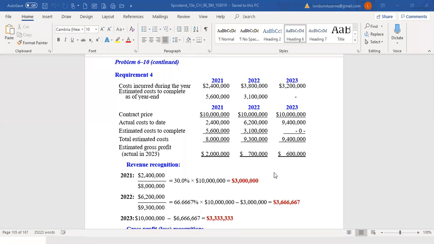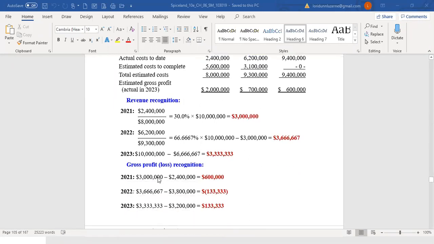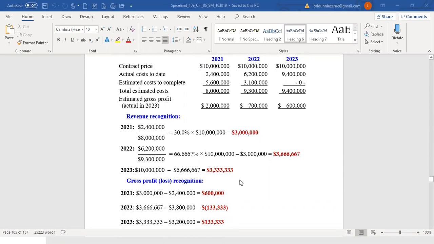Now, how do we get the gross profit? Take the revenue you're recognizing each year and subtract your actual expenses. So 3 million in revenue in year one minus actual costs incurred, 2.4, gross profit is 600,000. In year two, you're going to recognize 3,666,667. Subtract your actual costs for year two, which remember are 3.8 million. So it's actually a negative gross profit.